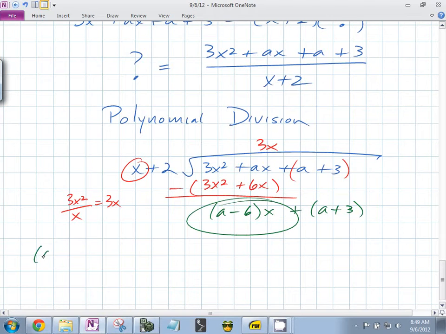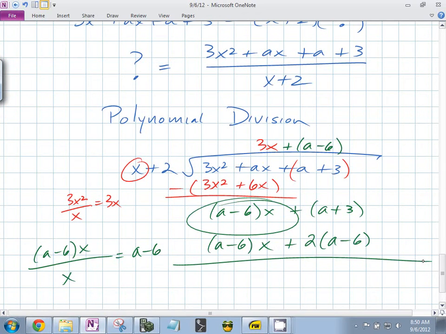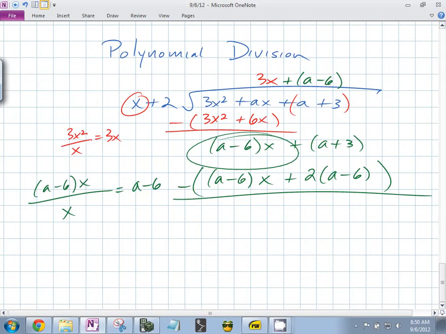What's the leading term now? It's a minus 6 times x, all over the same leading coefficient. What's that come out to be? Plus a minus 6. You now multiply a minus 6 times this thing, and what do you end up with? A minus 6 times x plus 2, times a minus 6. And what do you do now? Subtract. If we subtract this, we have 1a and 2a's, and you subtract. What's 1 minus 2? 1 minus 2 is negative 1. So negative a. And what's 3 minus negative 12? 3 minus negative 12 is 15.